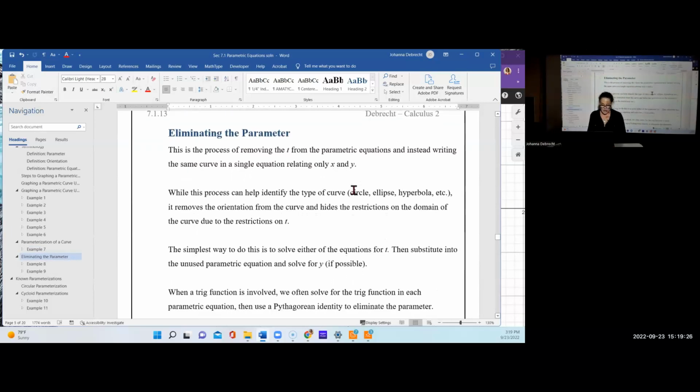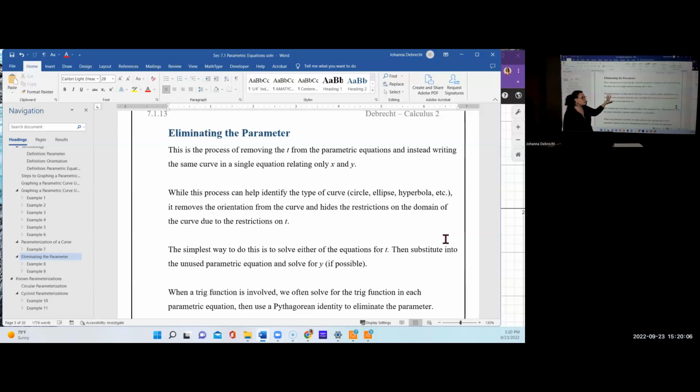Now let's talk about how to eliminate the parameter and to rewrite a parametric equation in terms of a single equation relating only x and y. Now we're assuming, of course, that we're dealing with plane curves. In other words, we're in 2 dimensions only, x and y, no z. This process can help us identify what type of curve we have. Is it a circle, an ellipse, a hyperbola, some other known shape? There are lots of known shapes. But it does remove the orientation from the curve and it hides the restrictions on the domain of the parameter due to the restrictions on t.